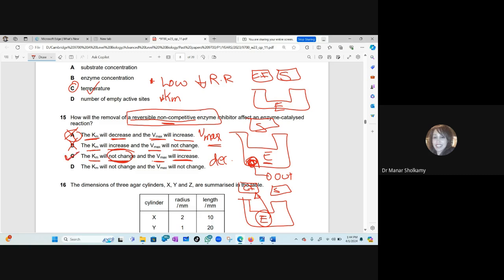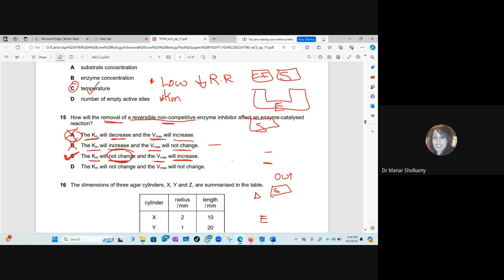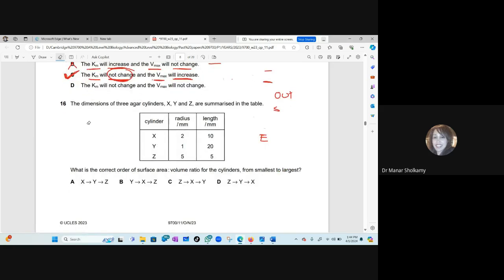The Michaelis constant will not change and the Vmax will increase. How will the removal? Yes, when we remove it, it will increase. Yes, correct. So 15C, are you all with me? Did you all understand this question? This question is important. When we solve something, please highlight it. Highlight the difficult question.